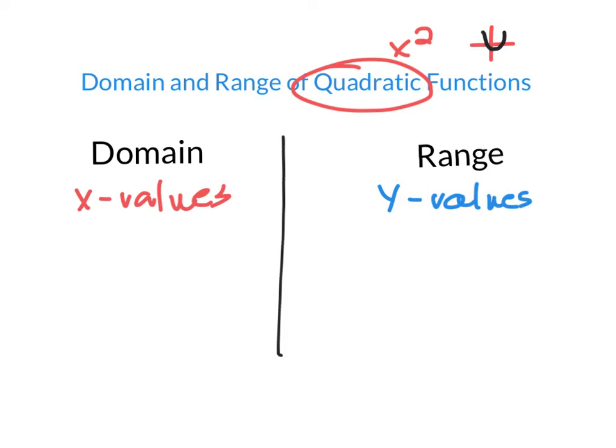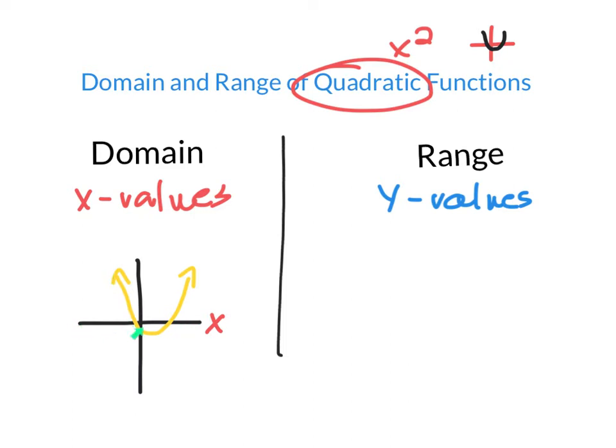All right, so if we're looking at a graph, and the graph looks like this, and we are identifying the domain, we're looking at all of the x values. Remember that the x is the horizontal line here that's moving left to right. So we are talking about all of the x values.